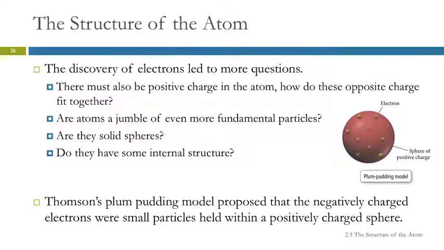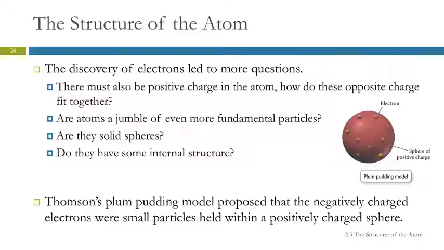So they discovered electrons. There's particles inside of the atom, and so this, of course, led to more questions. Questions like, well, if there's negative particles, there must also be positive particles in there. And how do these opposite charges fit together? We know that opposites attract. Do they just all squish together in the middle? Are atoms a jumble of even more fundamental particles?